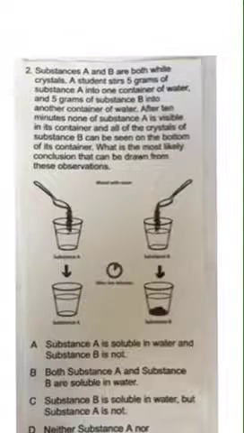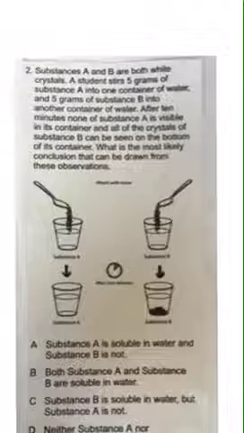Number 2. Substances A and B are both white crystals. A student stirs 5 grams of substance A into 1 container of water and 5 grams of substance B into another container of water. After 10 minutes, none of the substance A is visible in its container, and all of the crystals of substance B can be seen on the bottom of its container. What is the most likely conclusion that can be drawn from these observations?